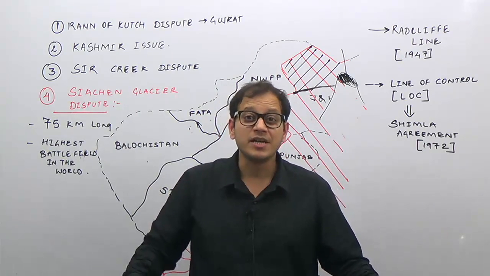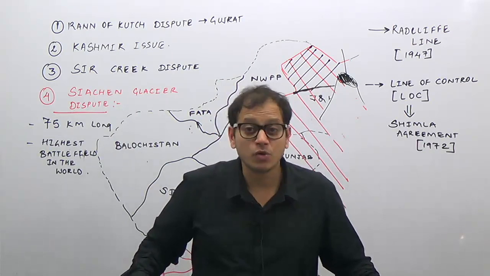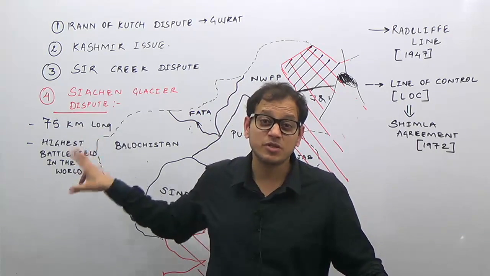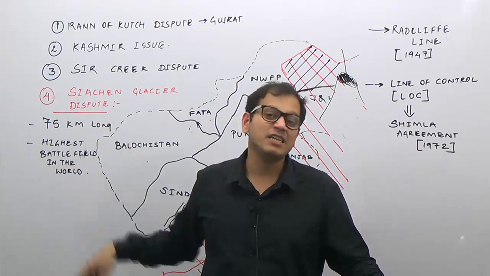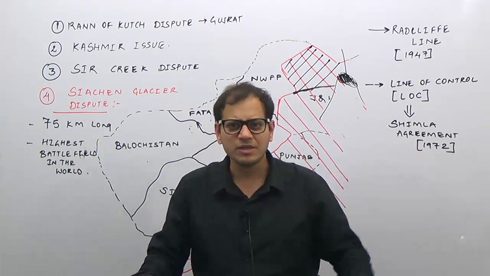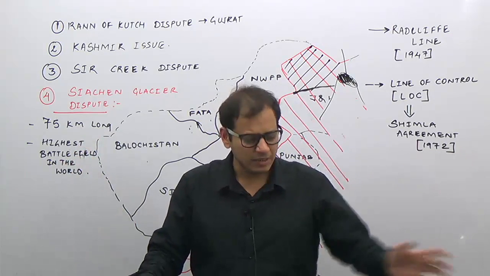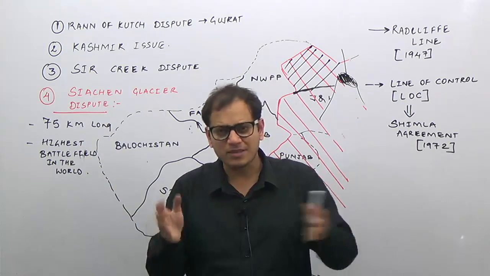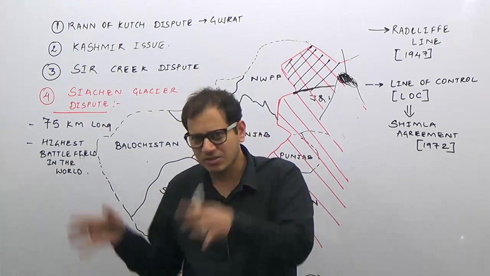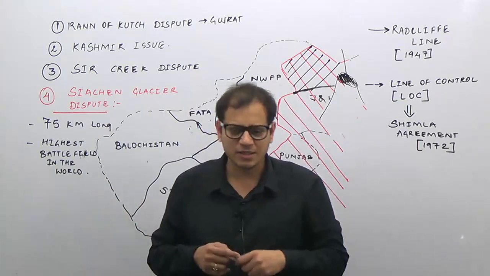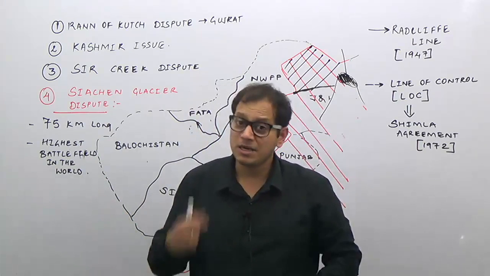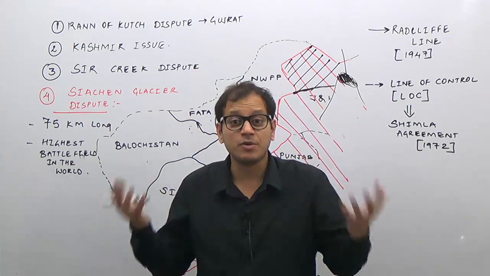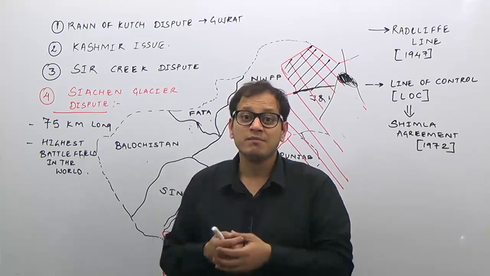On an average, India is spending somewhere around 5 crore rupees per day to maintain this battlefield. Even Pakistan is there in the lower regions, not exactly in the upper part of the Siachen Glacier, and Pakistan also spends a substantial amount of money to keep this battlefield.